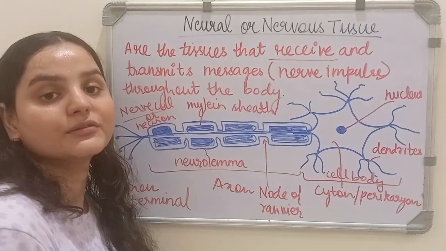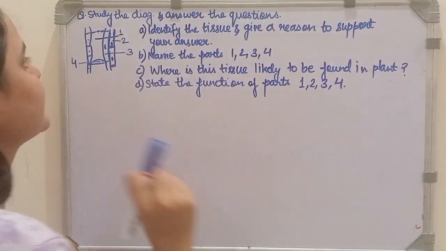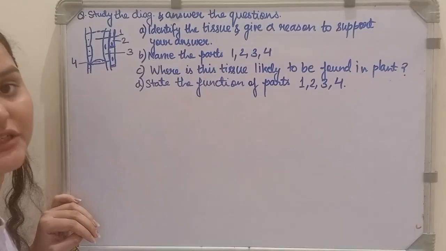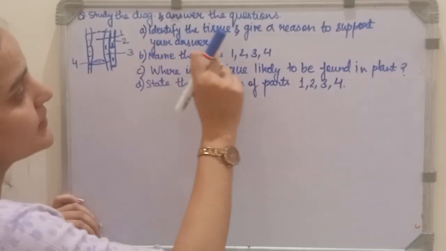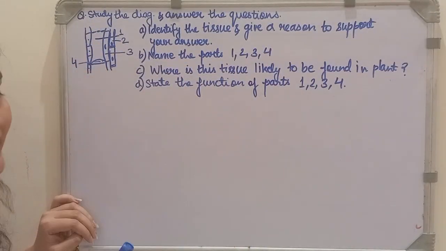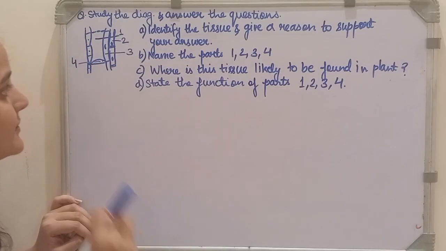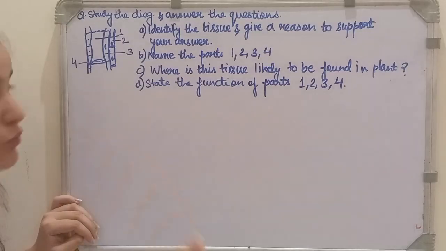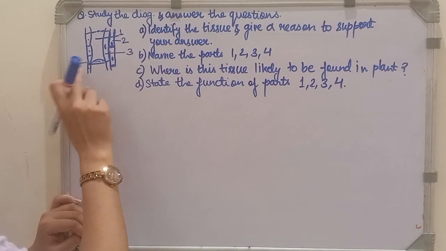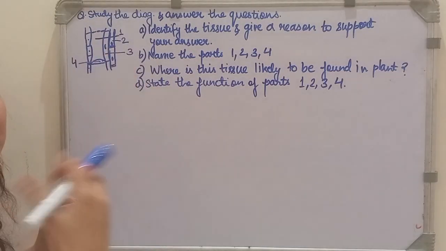Now let's solve the questions. Let's solve this question given at the back of your book. So the question says, study the diagram and answer the question. So we have to see this diagram and answer these questions. So part 1 says, identify the tissue and give a reason to support your answer. So from seeing this diagram, we can get that this is a phloem tissue. How are we getting this? Because we can see sieve tube, then we can see phloem parenchyma cells, then companion cells, and this perforated sieve tube. So because of the presence of these elements, it is a phloem tissue.